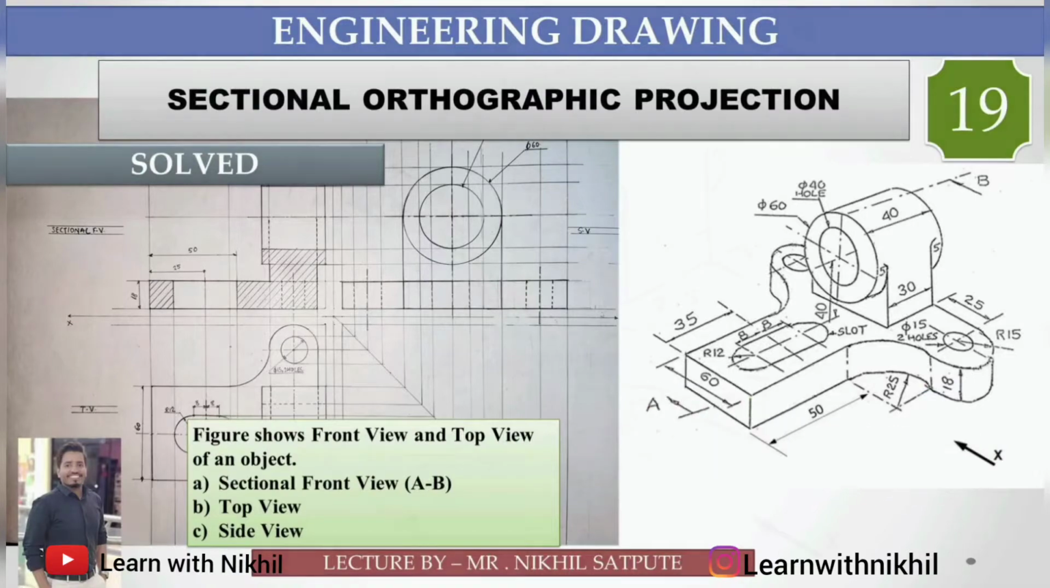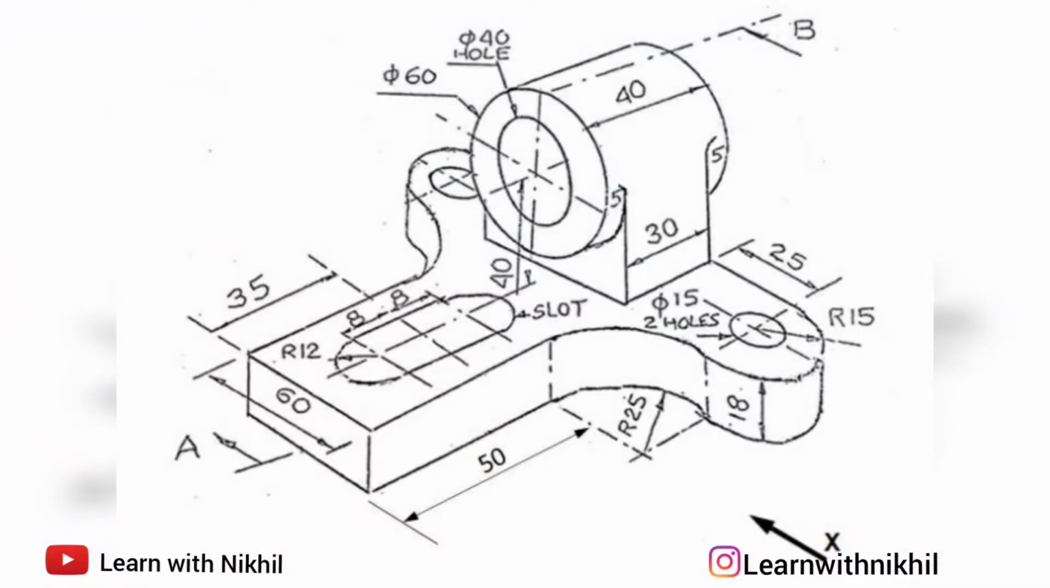So here we have taken another sum on sectional orthographic projection. This is the question given. We have to find its sectional front view in the direction of AB, top view and left hand side view. To begin with, first we will find the total width, height and depth of the figure, so it will be easier for us to draw the views.